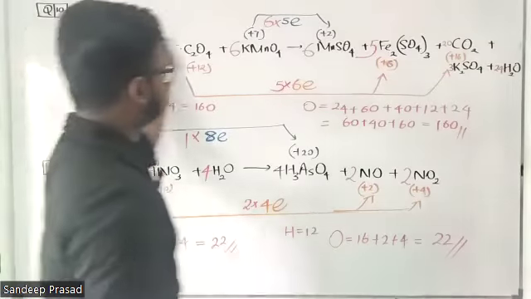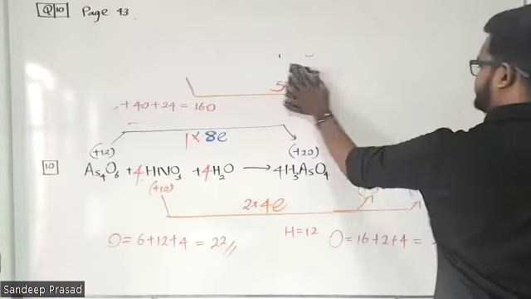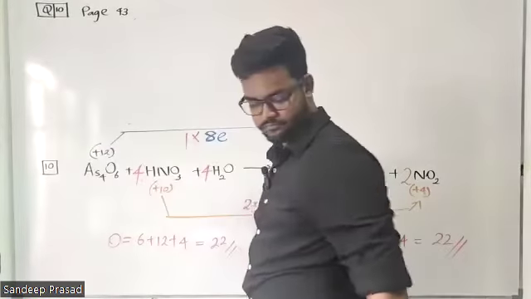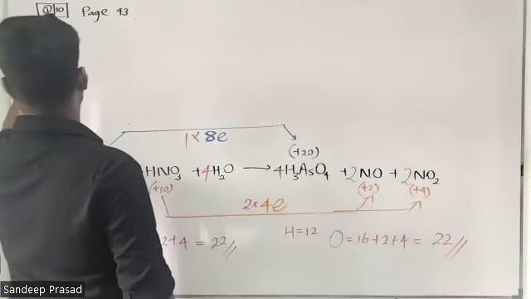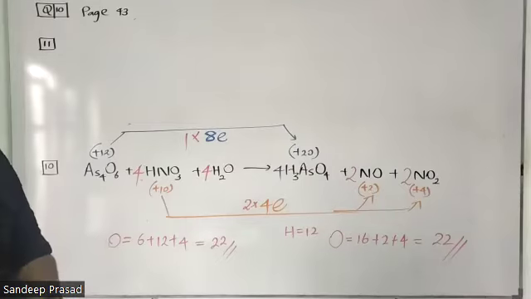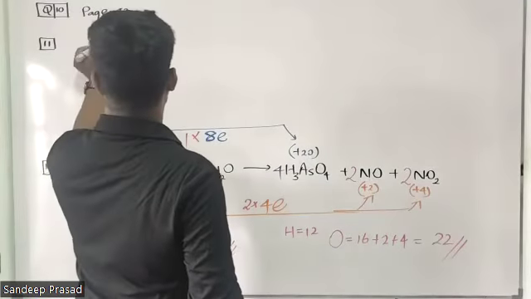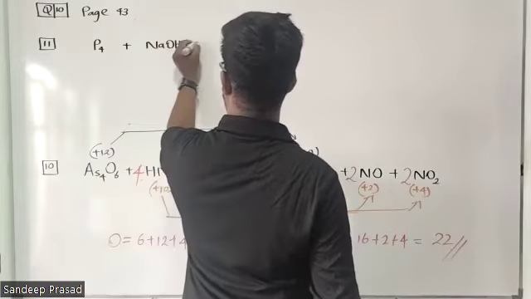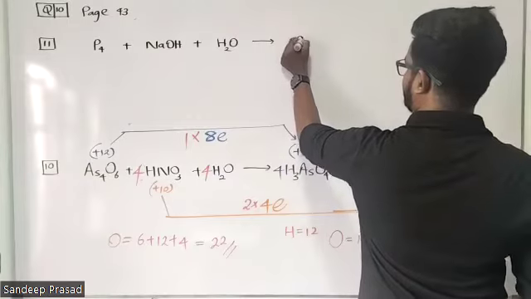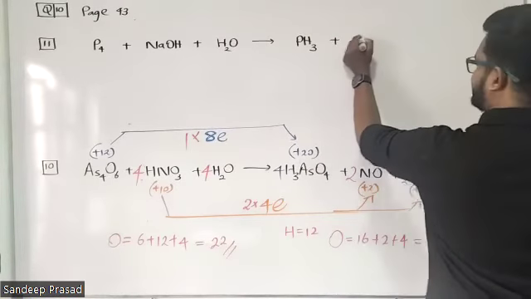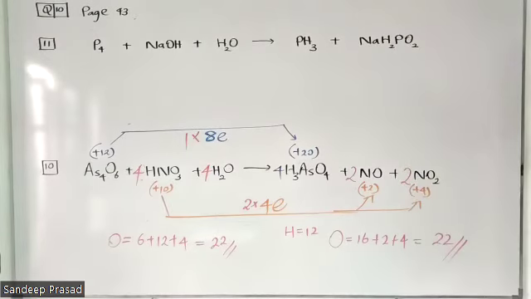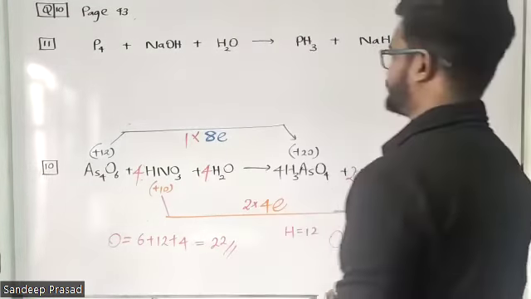Let's go for the 11th one quickly. P4 plus sodium hydroxide plus water giving phosphine (PH3) plus NaH2PO2. Right? Now we have to balance this one.